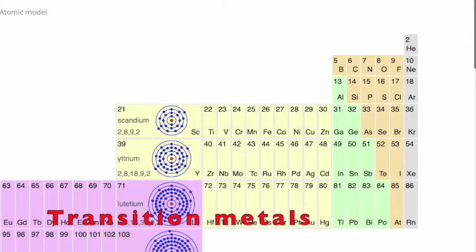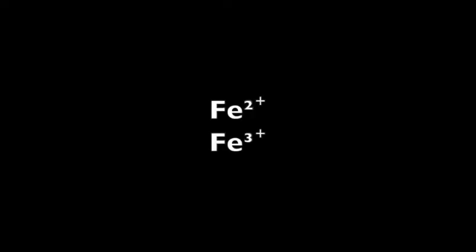Let's look at iron, for example. Sometimes iron will lose 2 electrons to become iron 2+, and sometimes it loses 3 electrons to become iron 3+. This is why we need to use Roman numerals when we name compounds that have transition metals in them. We need to specify the charge.